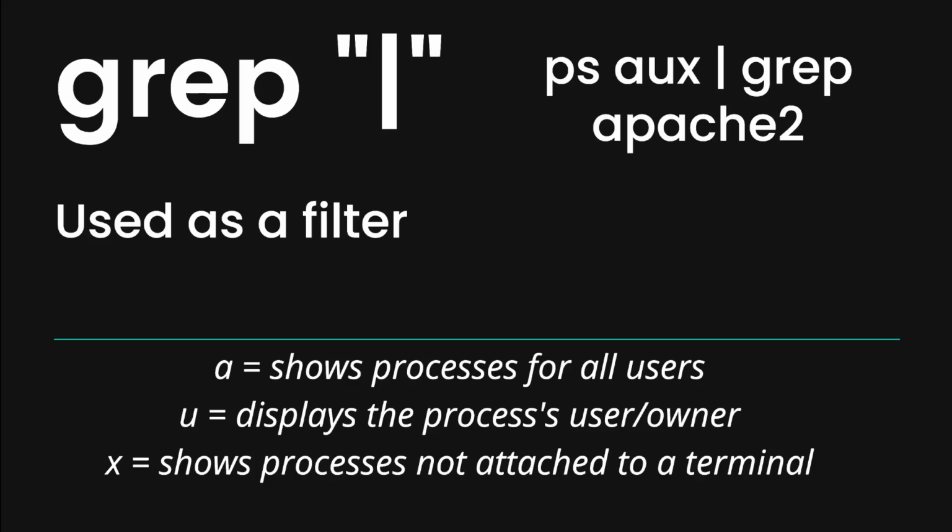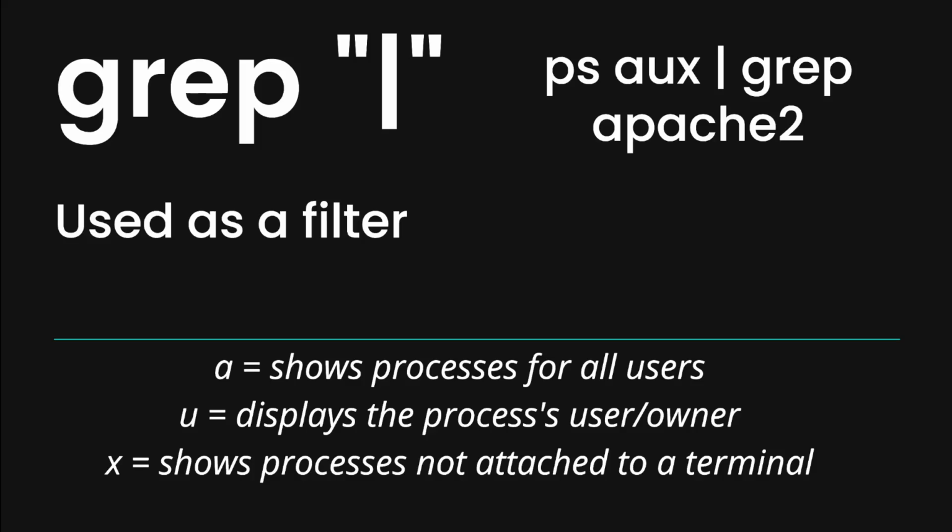Now the X flag shows the processes not attached to a terminal. So that's just whatever else is running there for whatever reason, that's what the X stands for. And that's why when you type ps space aux, it's gonna display hundreds of processes running.